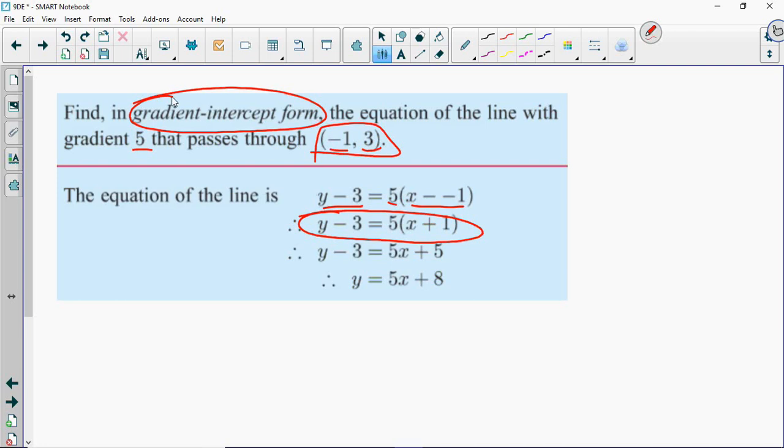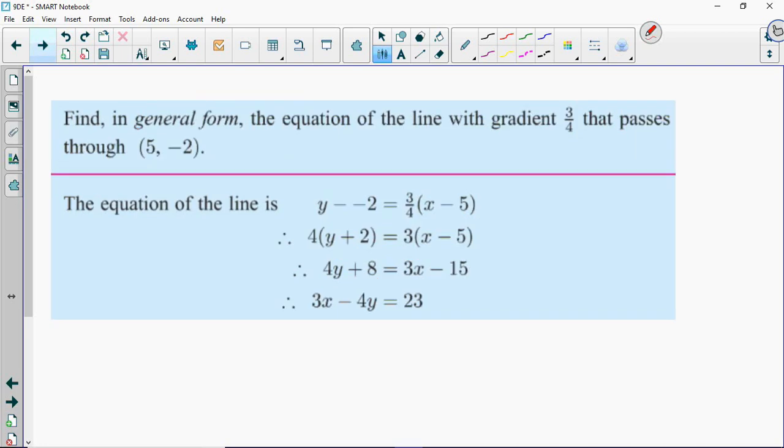I love it. The book wanted gradient intercept. That's fine. We distribute the 5, and then we add the 3 over. This tells me the gradient is 5, and the y-intercept is 8. We could also write this in standard form. That would be 5x minus y equals -8. No big deal. We should be able to transfer between these 3 forms without too much difficulty.